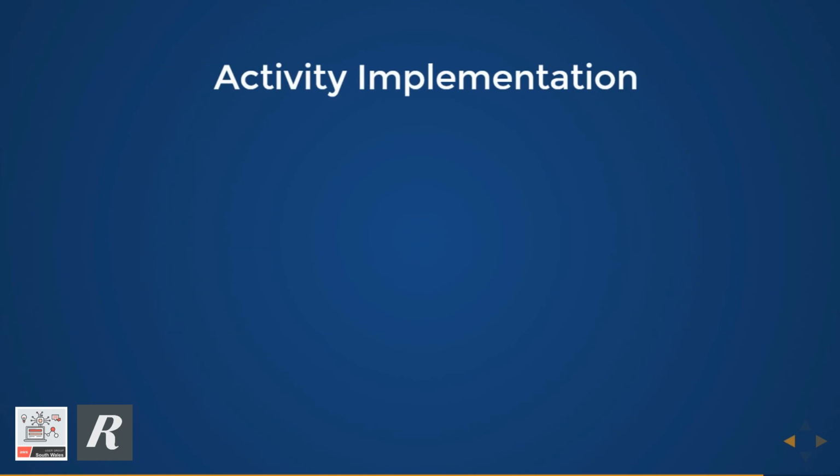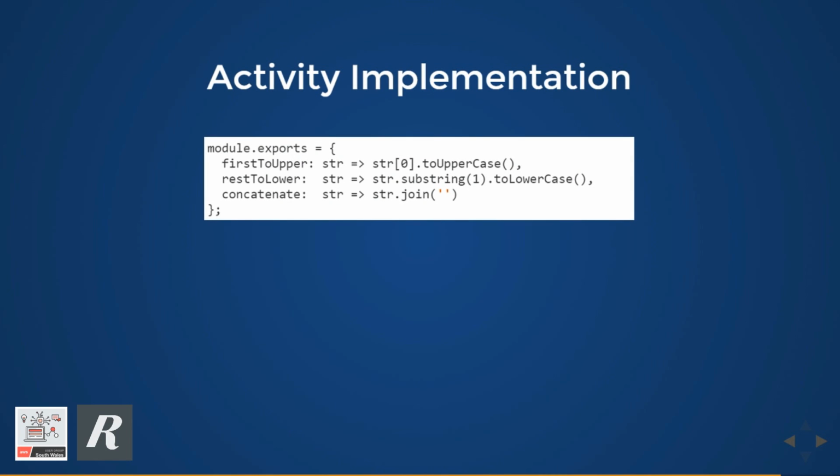And activities are implemented in much the same way. I've just bunged everything into a single module, and the idea here is that you have a module and it exports a function with the same name as the activity. So here we just have the three activities named first to upper, rest to lower, and concatenate, and you can see there it just gets the first character to uppercase, the rest of the string to lowercase, and it joins two strings together as well.